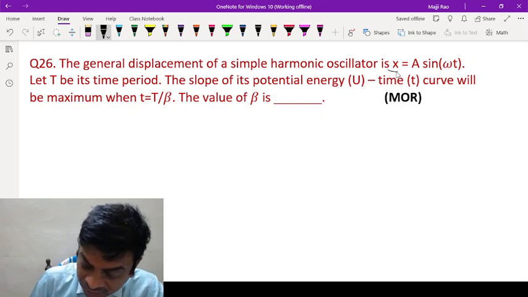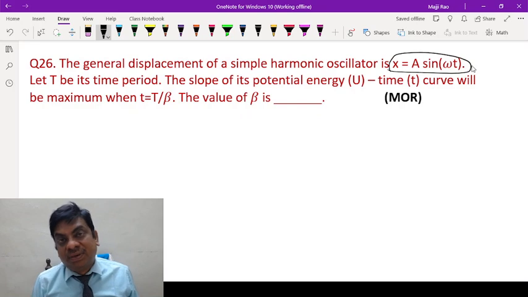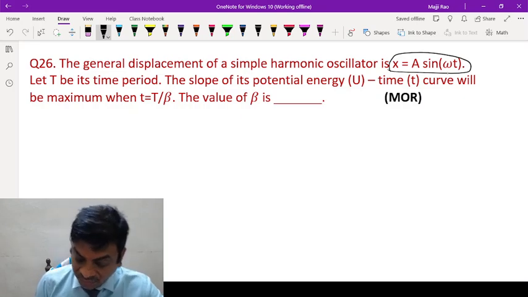Now students, you can see this is a general displacement equation for a particle undergoing SHM with the initial position as the mean position. If the initial position is the mean position, that means what? The initial phase or the phase constant is zero. There is no initial phase.